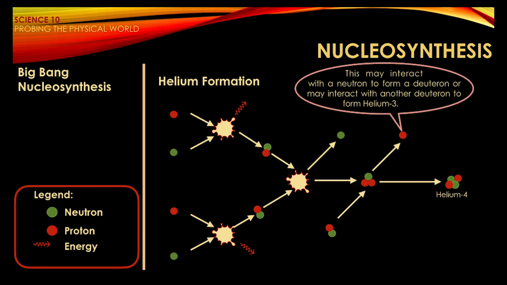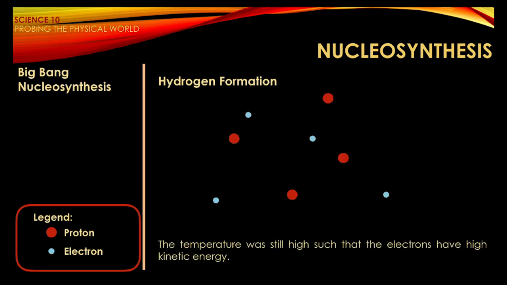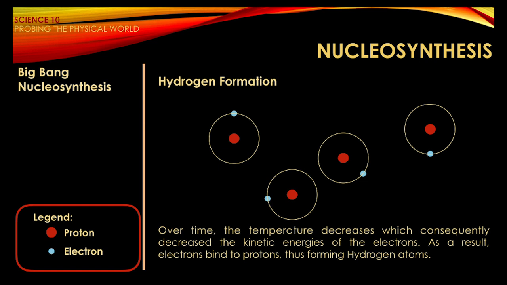On the other hand, hydrogen was created when a proton attracts an electron to revolve around it. At first, there were only a few hydrogen atoms created, as the electrons were still moving fast due to the relatively high temperature. But as the temperature continued to decrease, these electrons gradually slowed down, and a proton had a higher chance to attract an electron. Because of the simplicity of this process, hydrogen is the most abundant element in the universe.